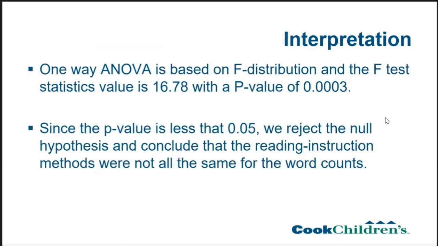So now to interpret the result. One way ANOVA is based on the F distribution and the F test, and the statistic value that was given was 16.78 with a p-value of 0.003. Since the p-value is less than 0.05, we reject the null hypothesis and conclude that the reading instruction methods were not all the same for the word count. That's the interpretation of the results.